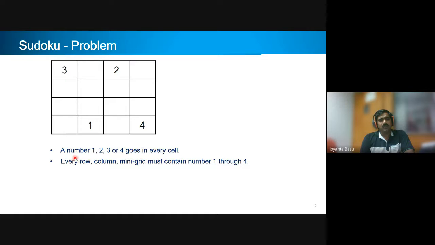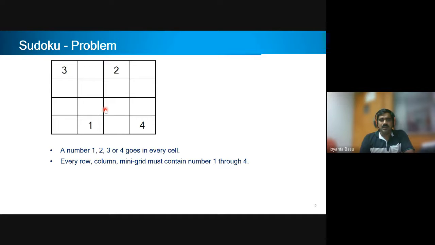Okay, so the numbers 1 2 3 4 go in every cell, so we can write 1 2 3 4 here, 1 2 3 4 here, 1 2 3 4 here, 1 2 3 4 here. And every row, column, and mini grid must contain the numbers 1 to 4. So this is the problem, and you need to solve it.